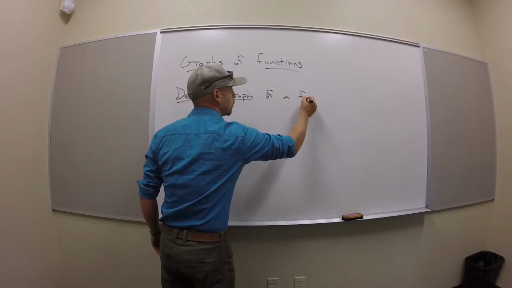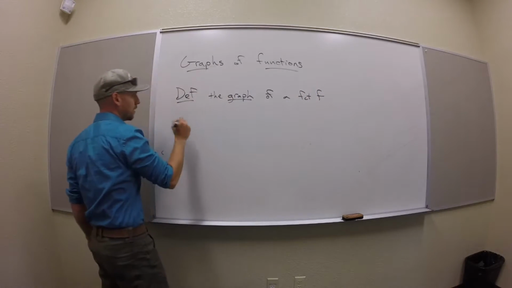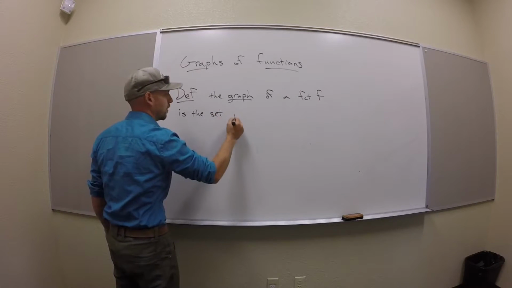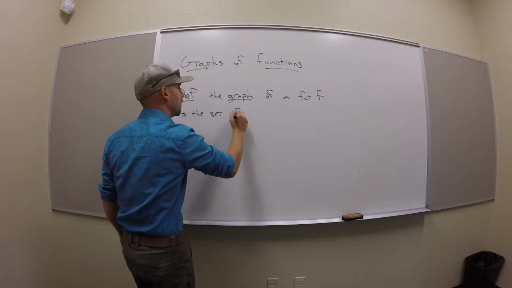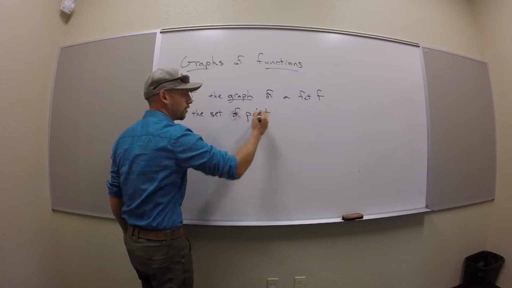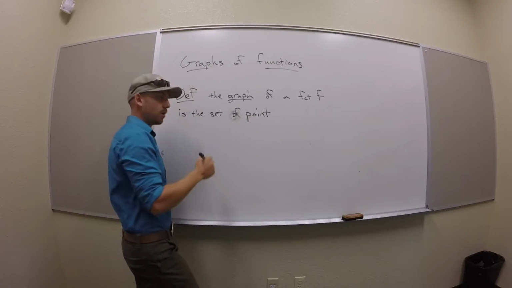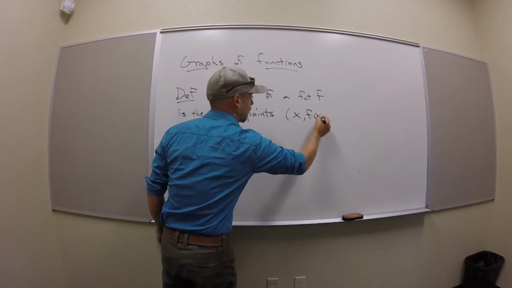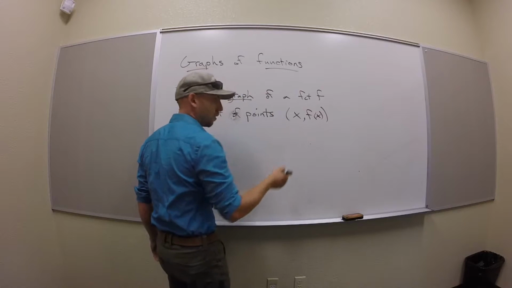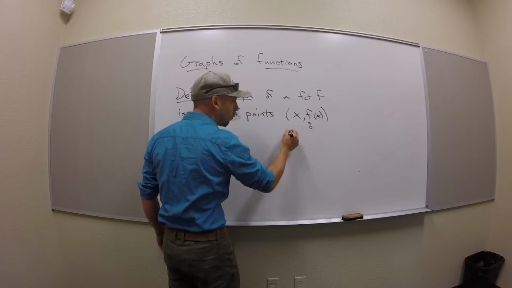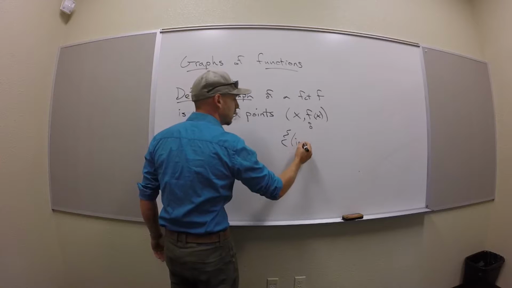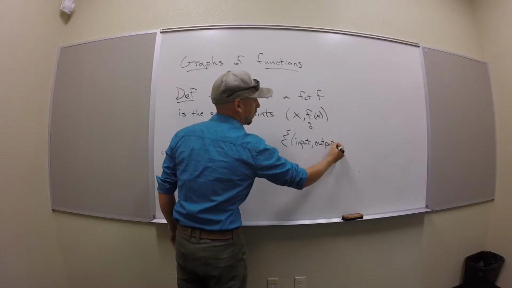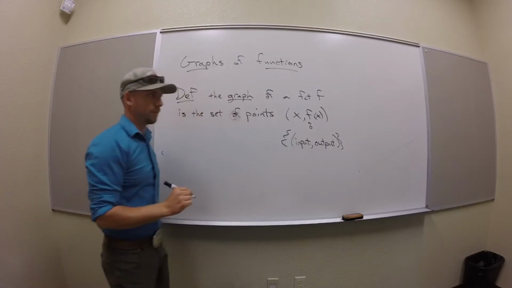of a function f is the set of points, and I usually mark those by drawing a line through them, x, f of x. When you look at this, I want you to think that's an input comma output pair. And that's all a graph is.